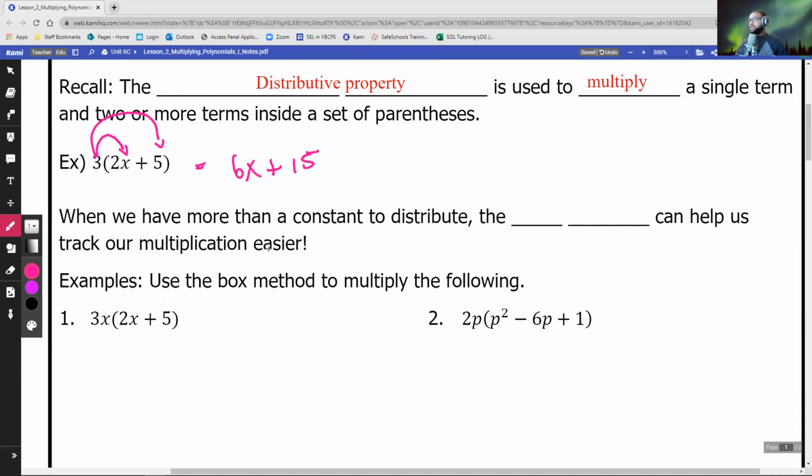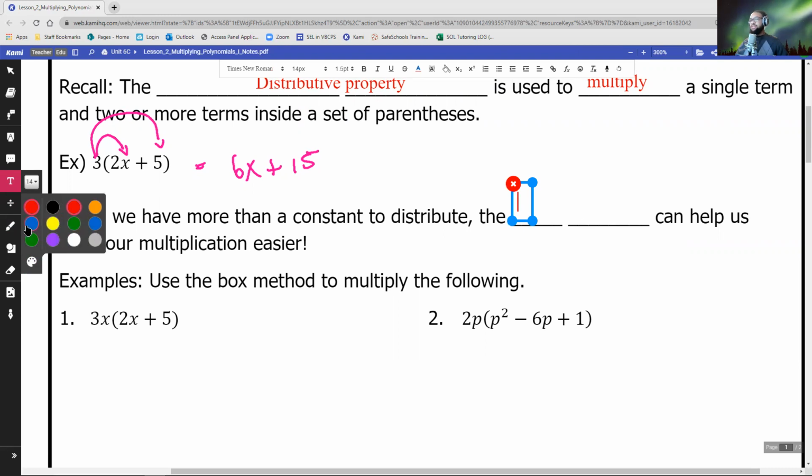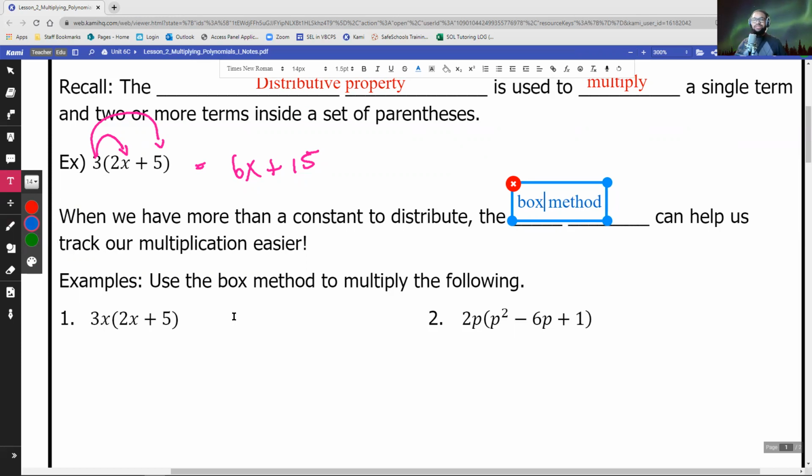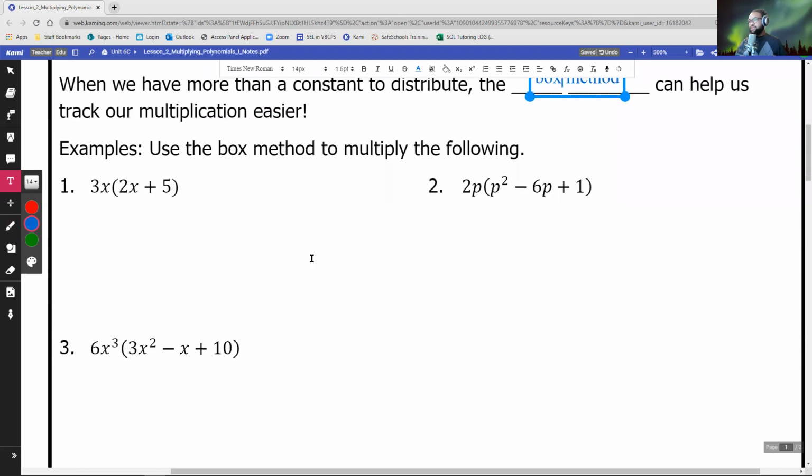When we have more than a constant to distribute, we can use what is called the box method. All right, so let's put this right here, and this one I'll put in blue. I won't need it in red. The box method. All right, this is one method of many. Not the bow method, box. It can help us track our multiplication a little bit easier. I'll show you both ways. I'll show you the box method, and I'll show you just how to do it with distribution. Some students will have a preference, which is why I'm showing you these different things, okay?